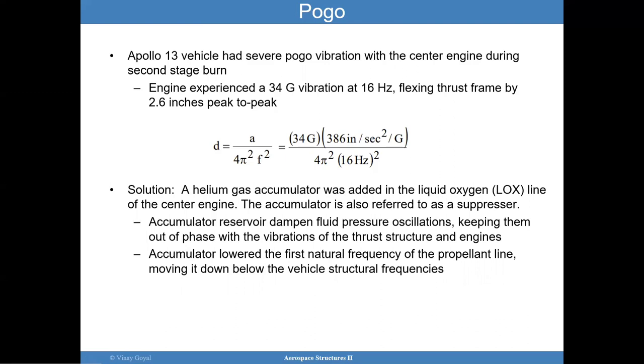The accumulator reservoir worked to dampen the fluid pressure oscillations, which we talked about causing the pogo. So it's actually reducing that oscillation, keeping them out of phase with the vibrations of the thrust structure and the engine, so you don't have any resonant condition. The accumulator also lowered the first natural frequency of the propellant line, and it helped by decoupling it from the vehicle's structural frequencies.